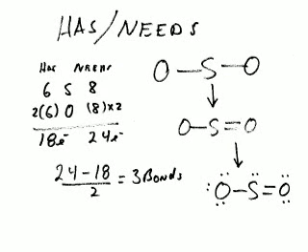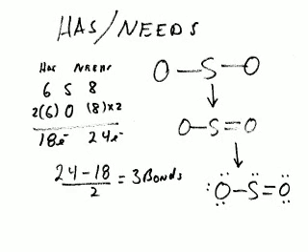To help us understand what's going on in the bonding of sulfur dioxide, we're going to use something that is known as has and needs. Has and needs is simple and straightforward. You take the number of valence electrons that all the atoms bring to the molecule, and then you figure out how many bonds you need.